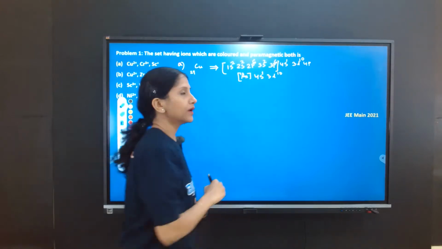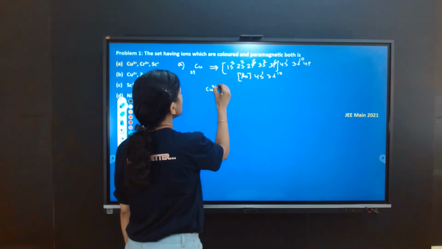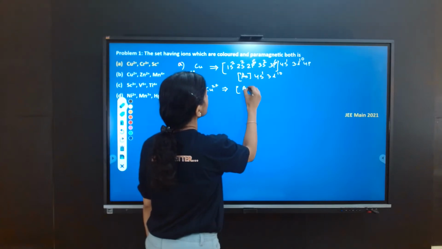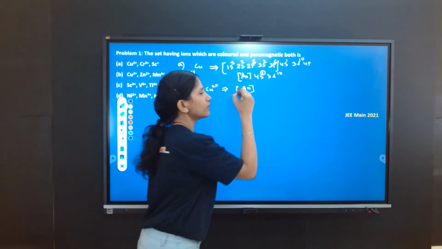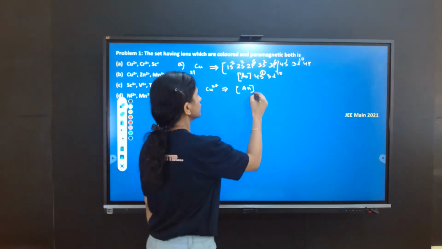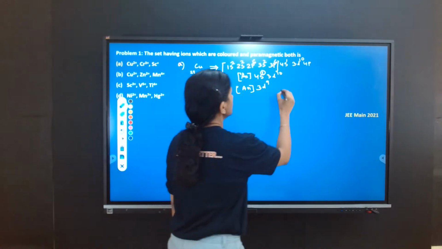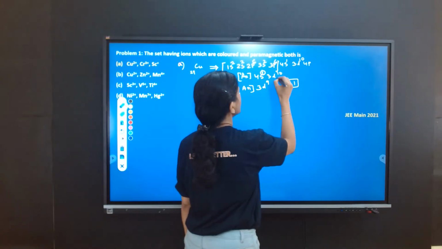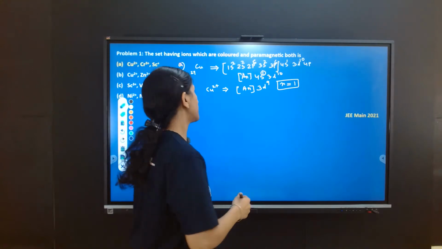This is for copper, but we have to get it for copper 2 plus. So for copper 2 plus, what will we get? Argon. One electron would be removed from 4s1 and one would be removed from the 3d orbital. So we will end up with argon 3d9. The number of unpaired electrons from here is equal to 1. So it is paramagnetic in nature and it is colored.